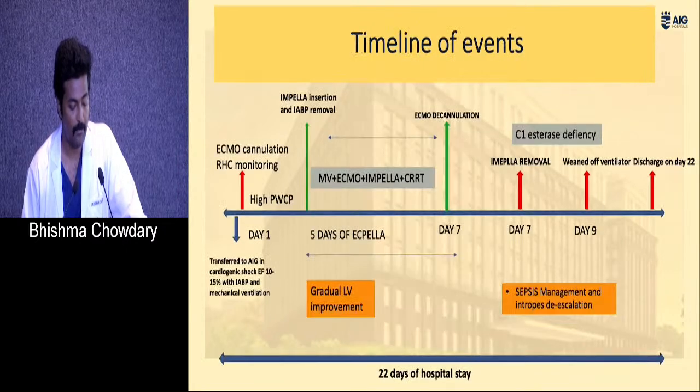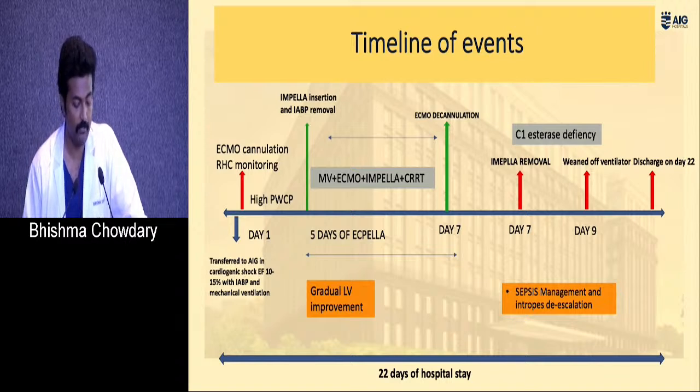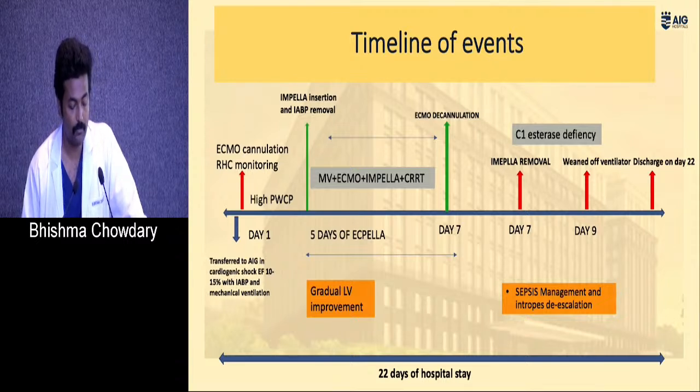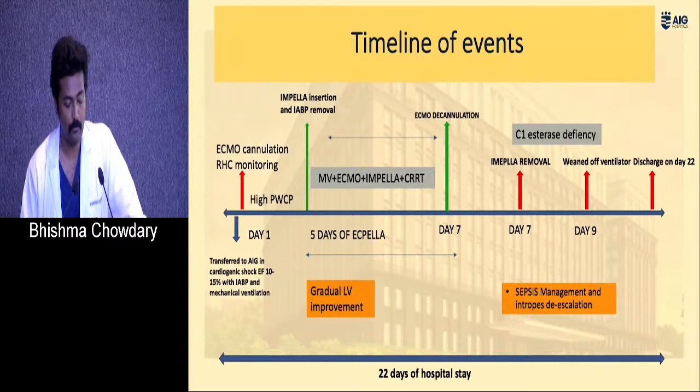Again, this was the timeline of this patient. Day 1, once we received the patient, we immediately connected ECMO. A right heart cath was put in, an Impeller was put in, and the IABP was removed. He was managed with 5 days of ECMO. ECMO was decannulated on day 7, and the Impeller was removed on day 7. He was weaned off the ventilator and discharged on day 22, and went home walking in an absolutely normal state.